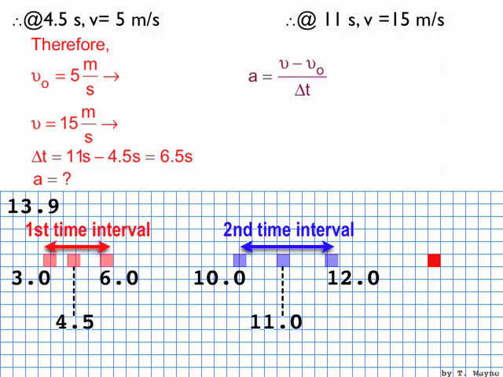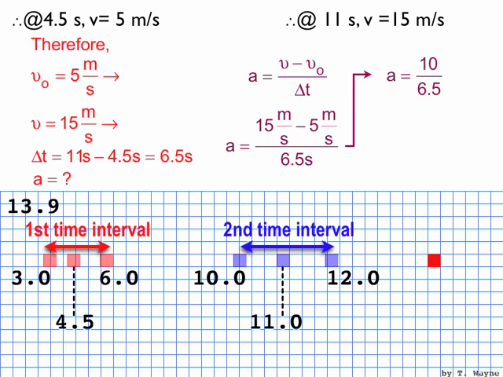So the formula that we're using, we're saying acceleration is defined as the change in velocity over the change in time. So that's going to be the final velocity minus the initial velocity over delta t. So that's 15 meters per second minus 5 meters per second divided by 6.5 seconds. Show a little bit of math, and I get my final acceleration to be 1.54 meters per second squared.